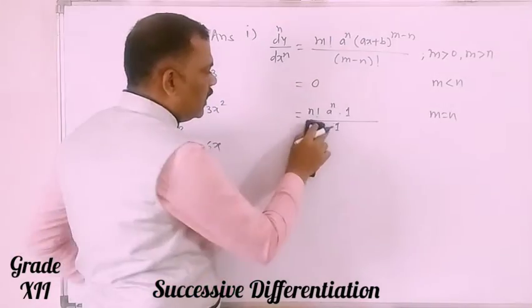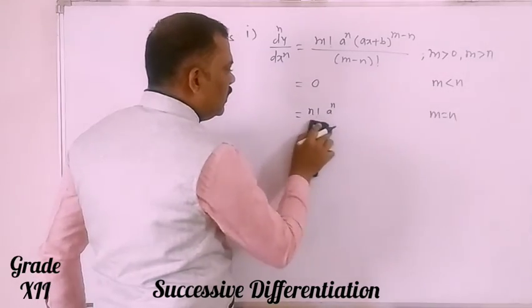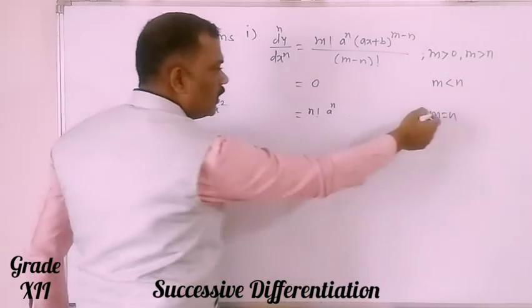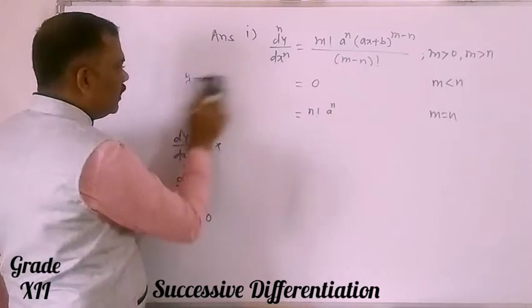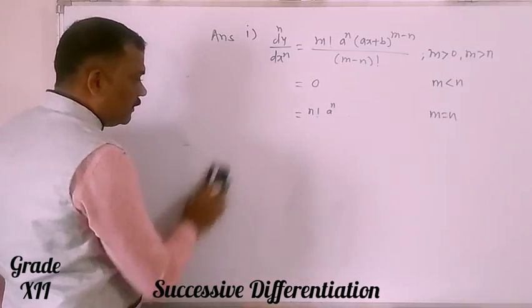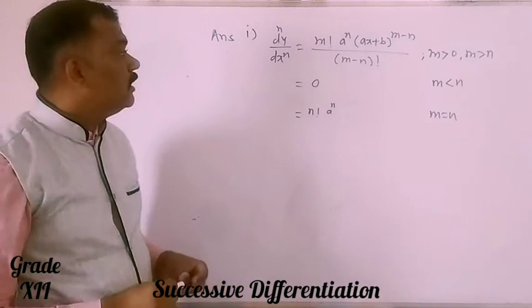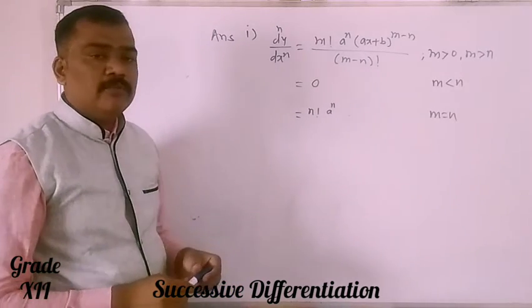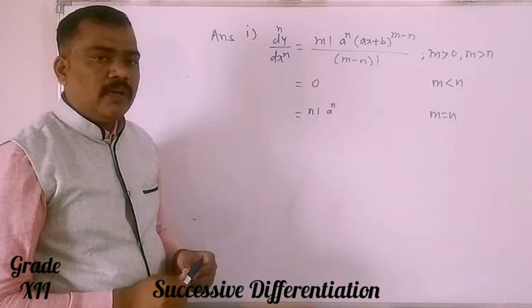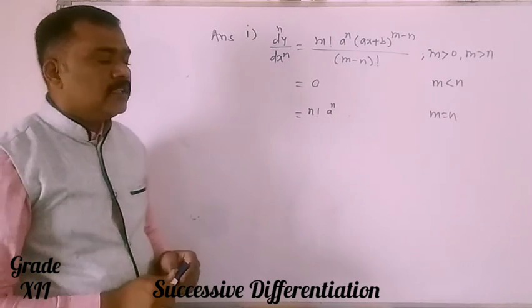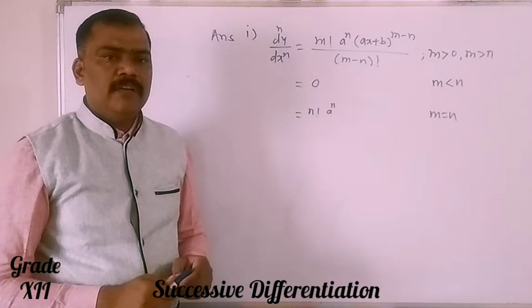So the answer we get is n factorial into a raised to n, for the condition m is equal to n. Okay, this is the answer of example number 1 from question number 4. After that we have to discuss the next example, example number 2.